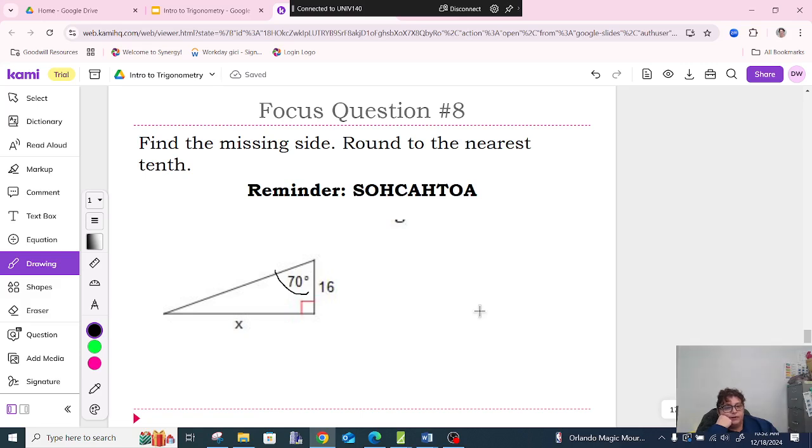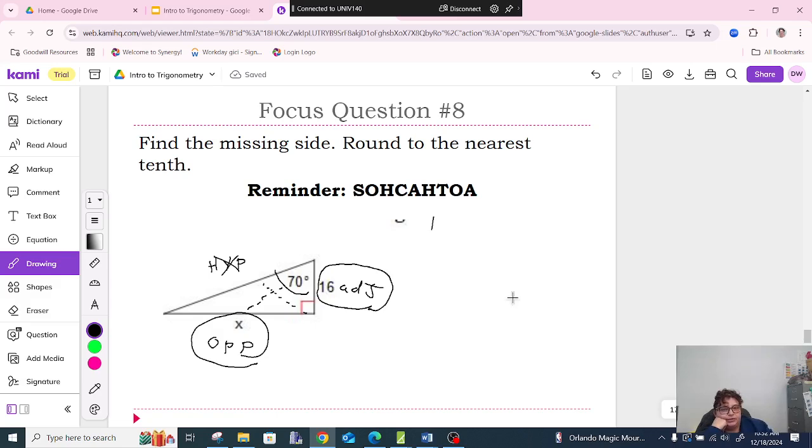So, where's opposite? The x. So label this as opposite. Where's the hypotenuse? There's nothing there, right? And then what do I label as adjacent? 16. So I'm going to circle the one that I have and the one I'm looking for. I'm not worried about the hypotenuse because I'm not looking for it. So which trig function uses opposite and adjacent? Tangent.